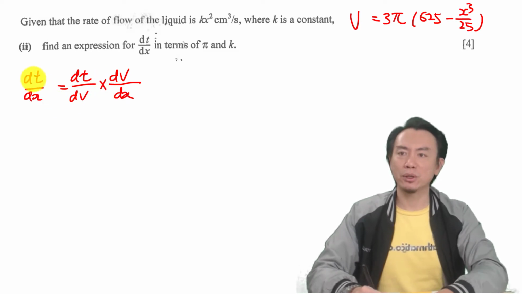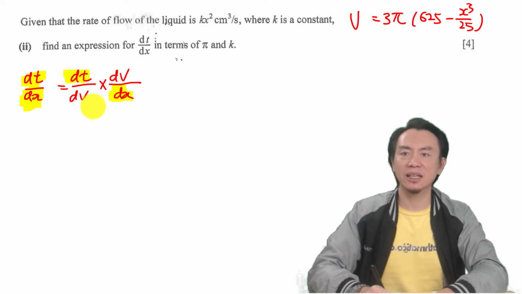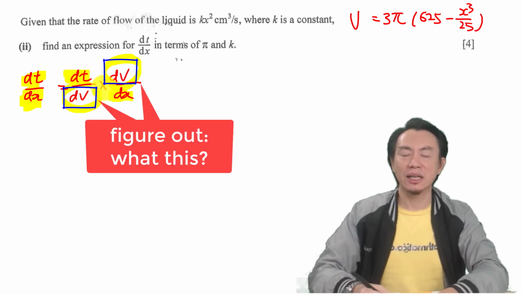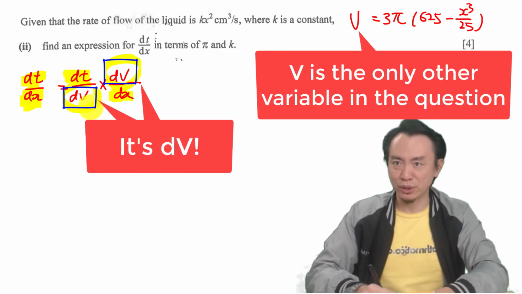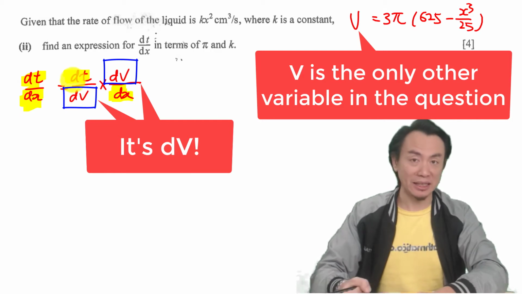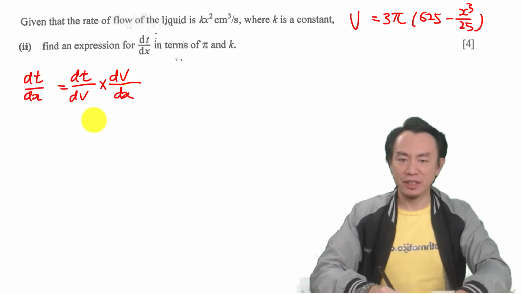So this is my usual approach. I will split the dt/dx into dt here and dx there, and I must have the other variable here and here, isn't it? And there's nothing else except volume, so it must fit in. Then we do a quick check. The dv will cancel, we get back dt/dx. Okay, that's good. So let's see what information can fit in.